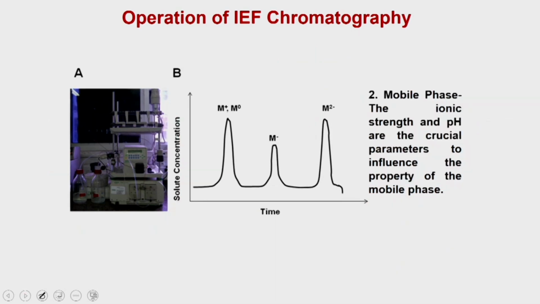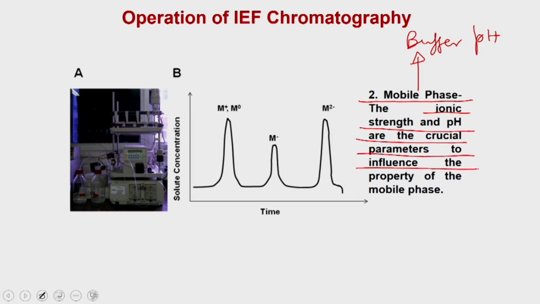Then you equilibrate the column with the mobile phase. Mobile phase is nothing but the buffer. So, you have to choose the buffer as well as the pH at which you would like to perform the cation or the anion exchange chromatography. The ionic strength and the pH are the crucial parameters that influence the property of the mobile phase, which means that if you use a buffer of high ionic strength, it may withstand minute changes of the pH.